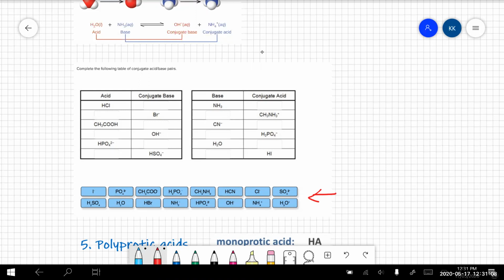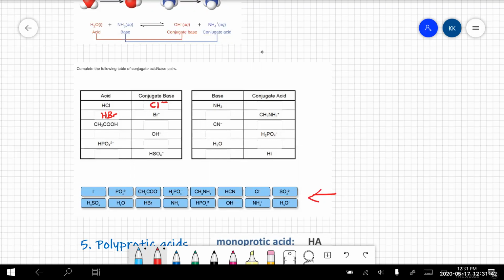Okay, HCl. It's an acid, so when it loses its H+, what's going to be left is Cl-. You can see when an acid donates a proton, it goes down by a hydrogen and down by a charge. So chloride is the base. What will be its acid? Well, if you go from the base to the acid, you go up by a hydrogen and up by a charge. So it's Br-, so we go to HBr, and the charge goes up from -1 to 0.